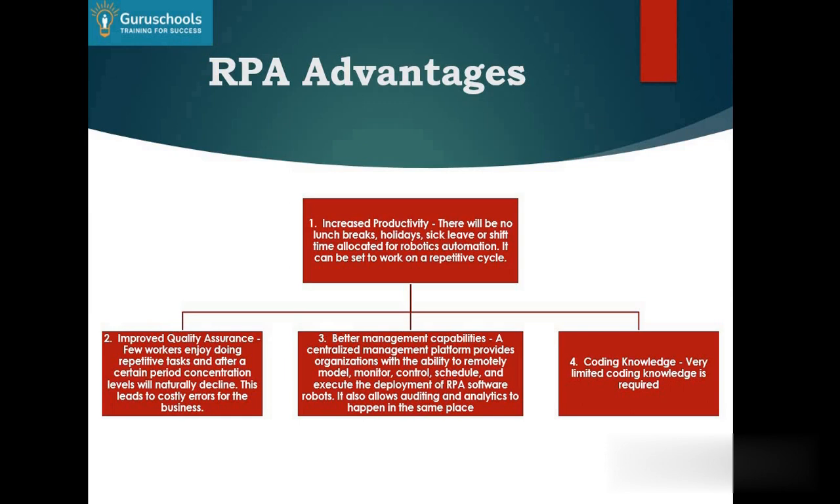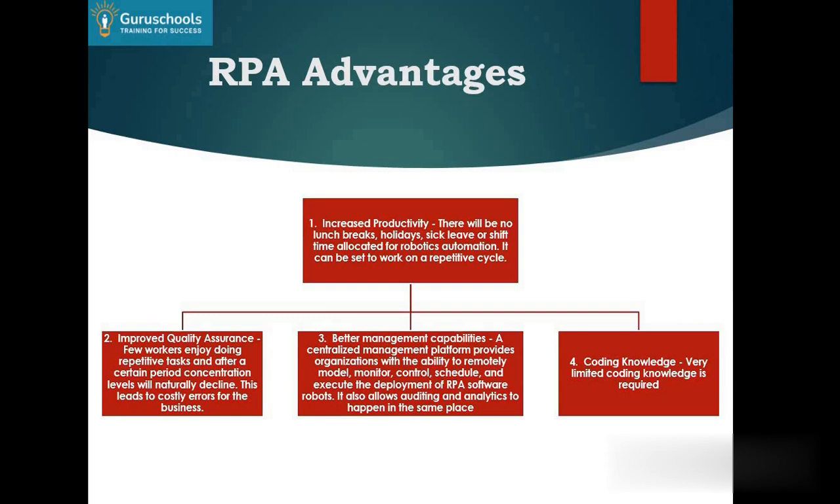Next one is improved quality assurance. While performing our day-to-day tasks, humans can make mistakes, and those might be costly mistakes from the organization's point of view. But that is not the case with the robots. They will give you accurate results each and every time and forever. So this is also one of the major advantages the industry is looking for.